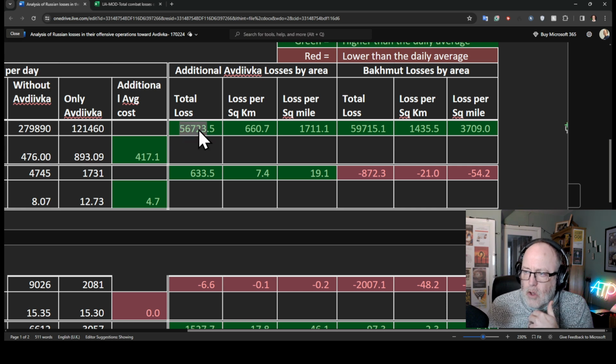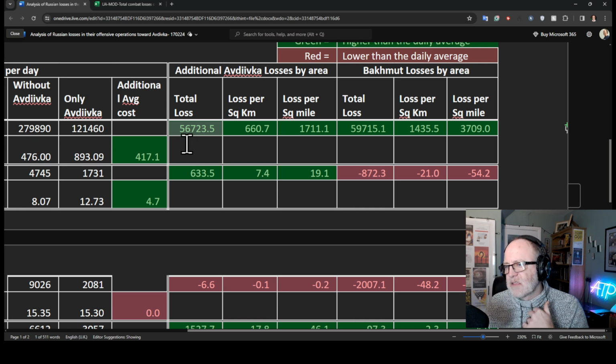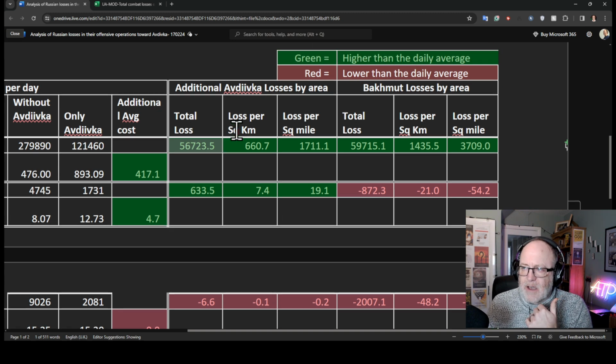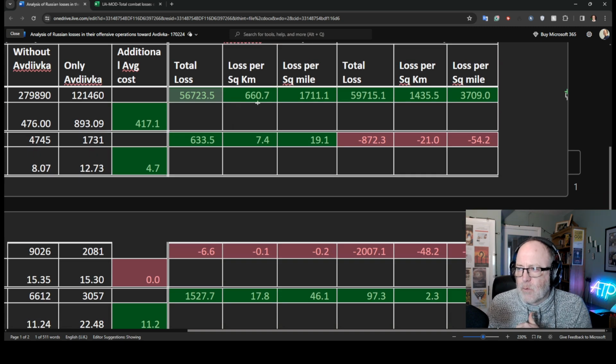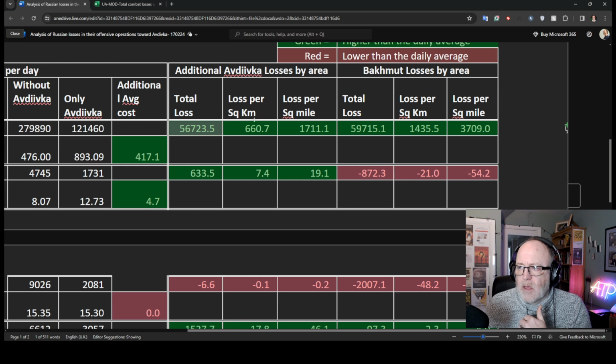And he says that, look, the numbers, and this is going to be dead and wounded as far as I'm concerned, are 56,723. That's the extra losses that have occurred above the average since October the 5th. And then he's worked out how many square kilometers Avdiivka is, and he's worked out that equates to 660 people lost per square kilometre, or 1,711 people lost per square mile.